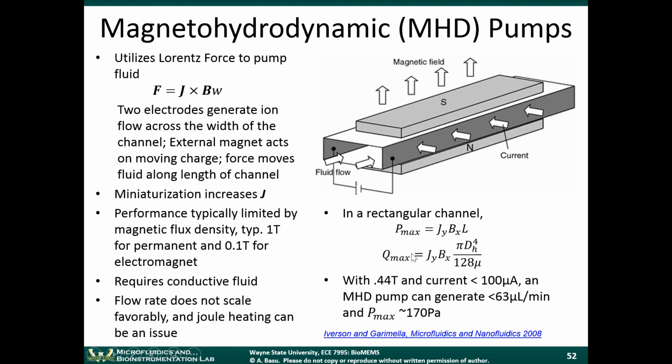Maximum flow rate scales as the dimension to the 4th power. So you can see that this doesn't scale very well. The larger the exponent is, the less significant it becomes at the microscale. Nonetheless, with appropriately sized channels, you can generate flows using magnetohydrodynamic pumps, but you have to be working with the correct types of fluids. And so you run into some of the same issues that you would with other types of electrohydrodynamic pumps.